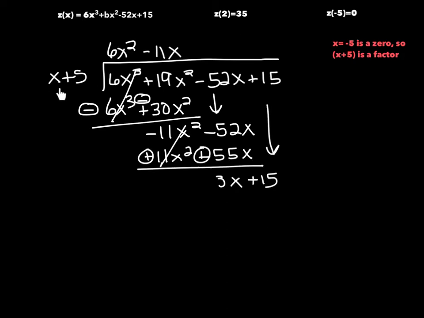we need to multiply this x by 3 in order to get a 3x. So I'm going to put a plus 3 up here. So then 3 times x is 3x, and then 3 times 5 is 15. And when we change our signs in order to subtract, everything cancels. So there is no remainder, which is exactly what we wanted because, if there's no remainder, what it tells us is that this is another factor of this expression.